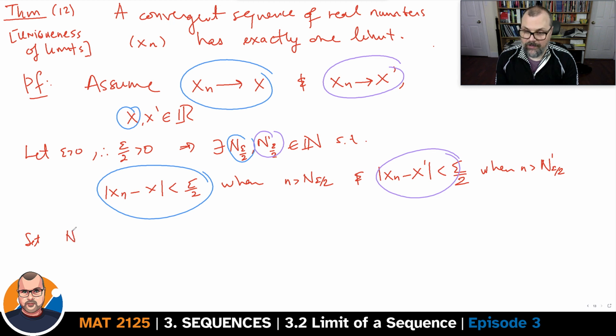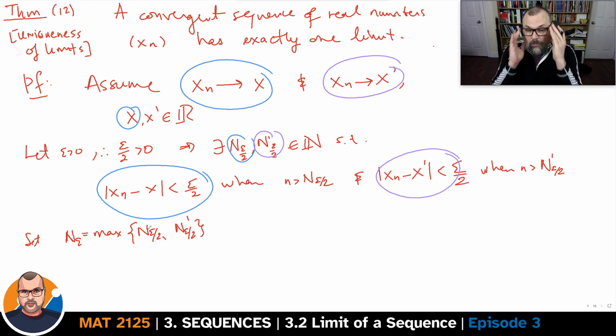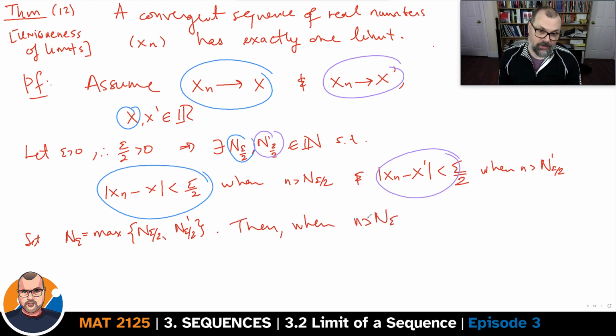Set n epsilon to be the greatest of either n epsilon over 2 or n prime epsilon over 2. What this means is that if n is greater than n epsilon, it will be simultaneously greater than n epsilon over 2 and n prime epsilon over 2. Picking the maximum of those is our way to make sure that we have one threshold which satisfies both at the same time. Then, when n is greater than n epsilon, both of these are satisfied.